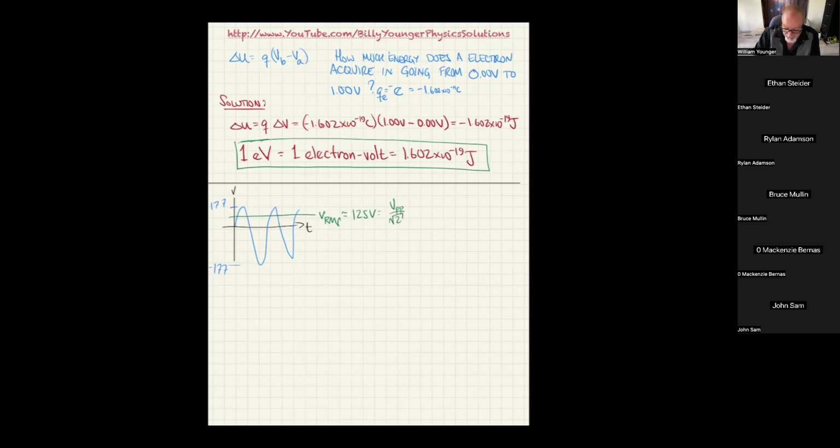We'll learn about that later, but I just wanted to give you an idea. So your book says household outlets are on the order of 100 volts. A flashlight battery, in fact, AA batteries, and AAA batteries, and C batteries.